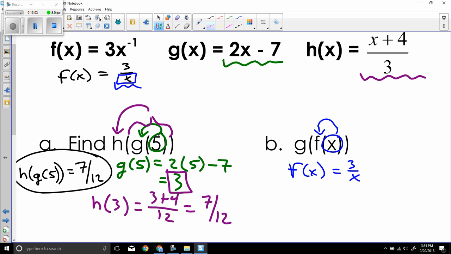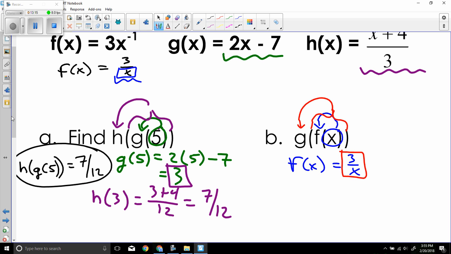And then this value right here is all of f of x, which means I'm supposed to take that and plug it into g. Now, this is the big piece here. This one can give us some trouble if we're not careful. Let me keep the color here. I take g, and what am I plugging in? Well, I'm plugging in this 3 over x.